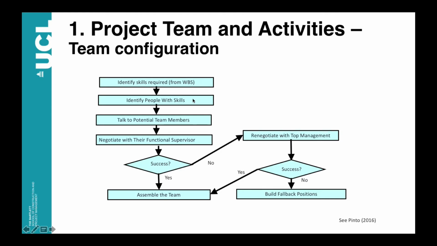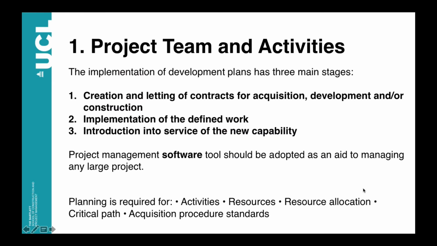After that, we will be in a position to identify people with these skills, and we will have to talk to these potential team members. Obviously, in some cases, we will have to negotiate with the functional supervisor. I mean, at organizational level, we need to be able to get the people that we want on board. If we are successful, we can assemble the team. If not, we will have to renegotiate with top management about the team members that we can include in our project team.